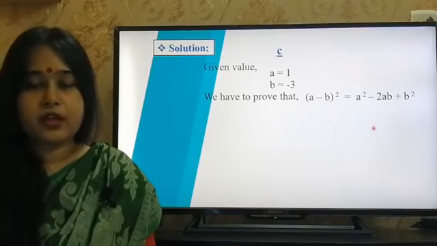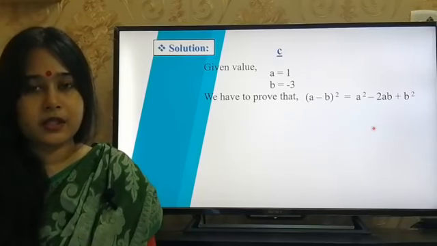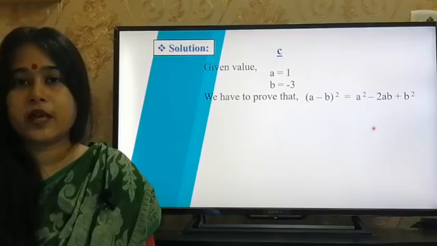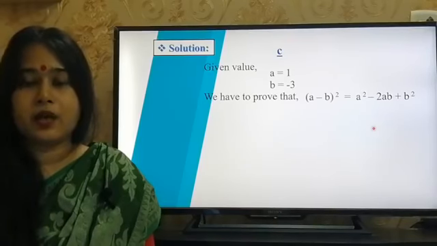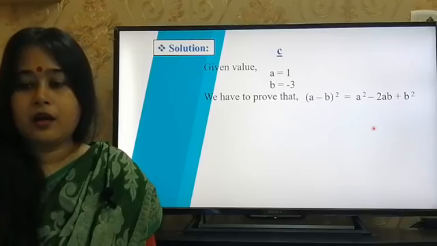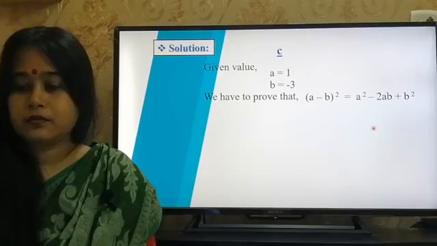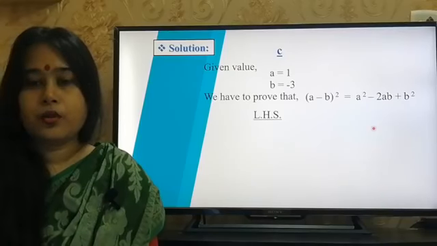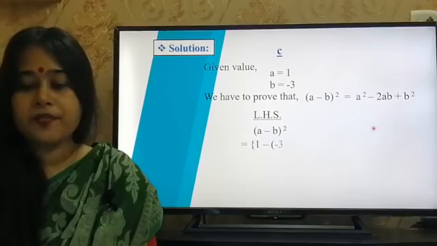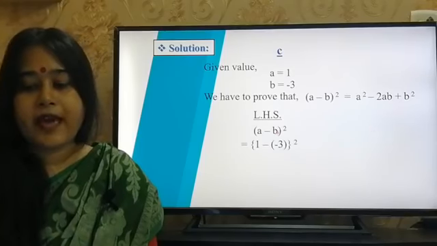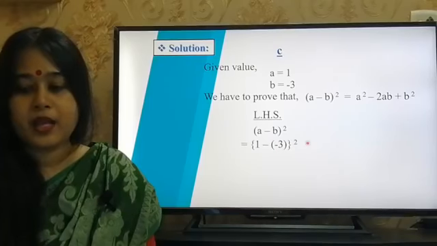So whenever we have an equation and some values, what do we do? We get the left hand side value and we also get the right hand side value. If both values are equal, then we can say our equation is proved. So on the left hand side we have the expression (A minus B) whole square. Putting the values of A and B, we get (1 minus minus 3) whole square.